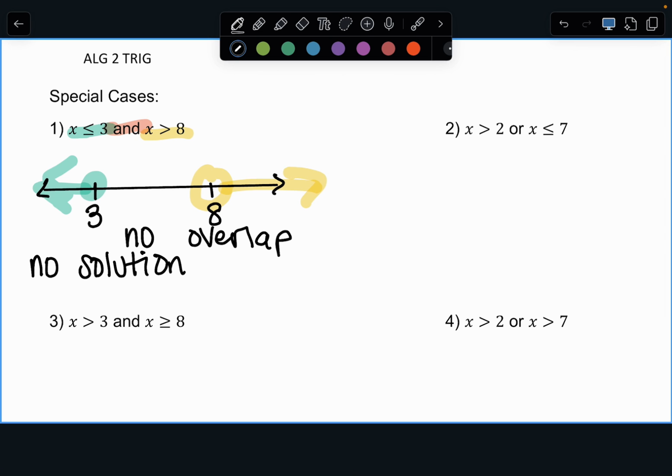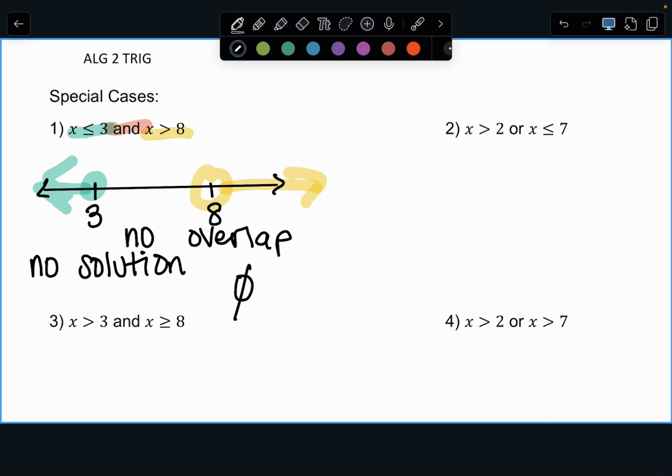That will not be an option on your homework. I don't want you to write it like this. Instead, we're going to add some notation. The way we write no solution is this symbol right here. It's like a 0 with a line through it.